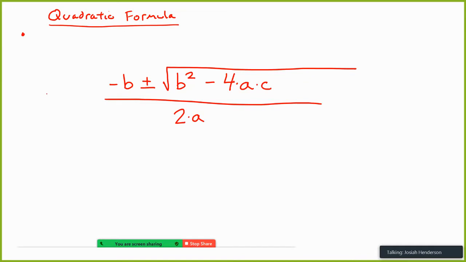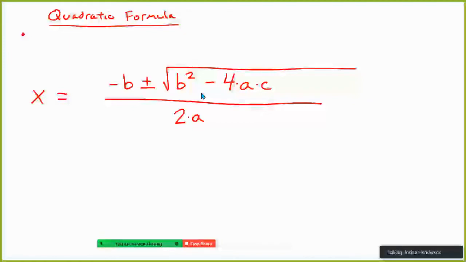There's one thing I forgot from the quadratic formula, and it's this. The whole thing that I've written is equal to x, our solution. So x is equal to the entire formula: negative b plus minus square root of b squared minus 4 times a times c, all divided by 2a.